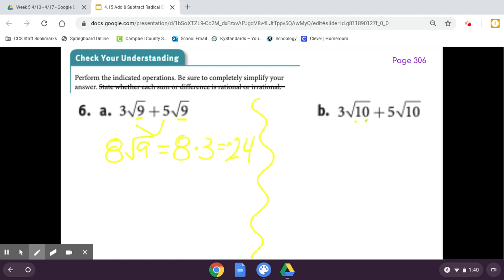Again here, 10 underneath the radical, 10 underneath the radical. They're like terms. We can combine them, giving us 8 square root of 10. There's not a perfect square in 10 that I can pull out, so that is just our answer.